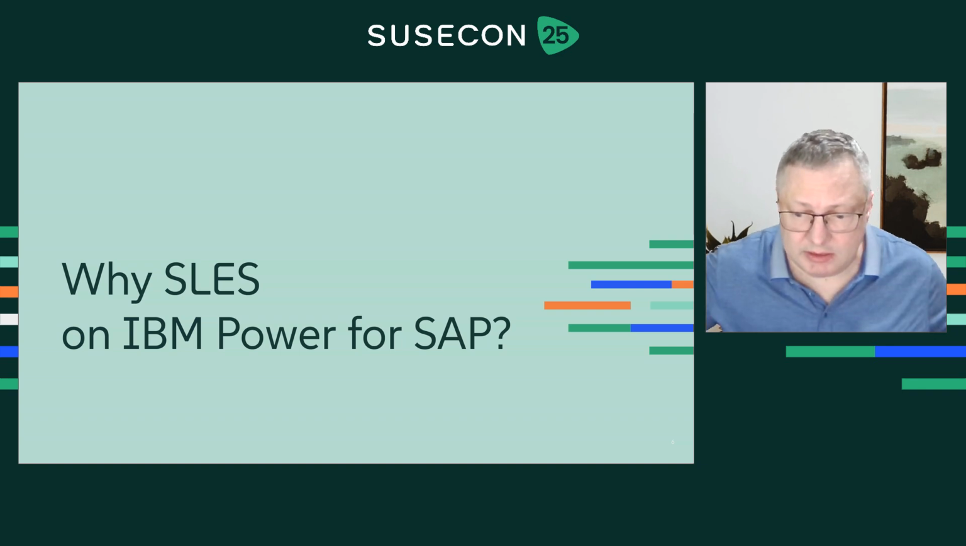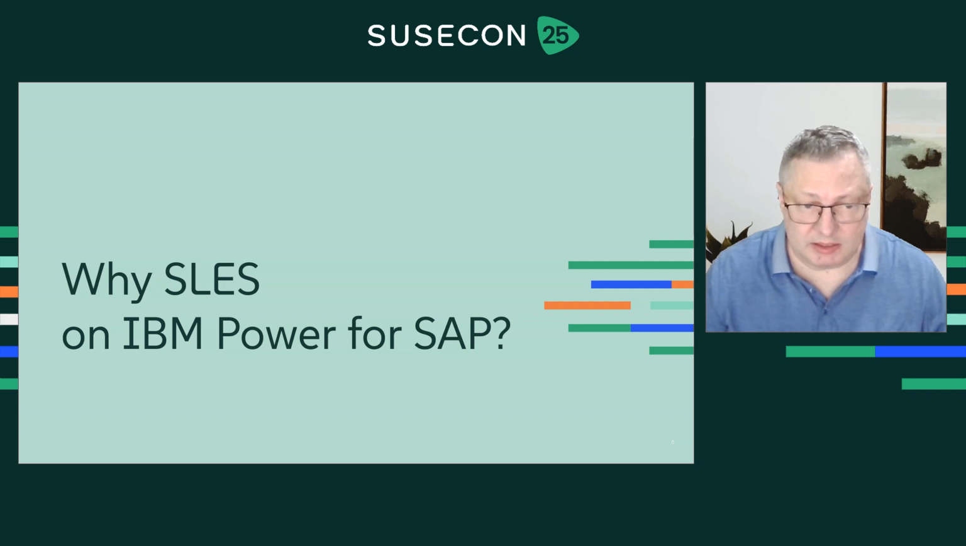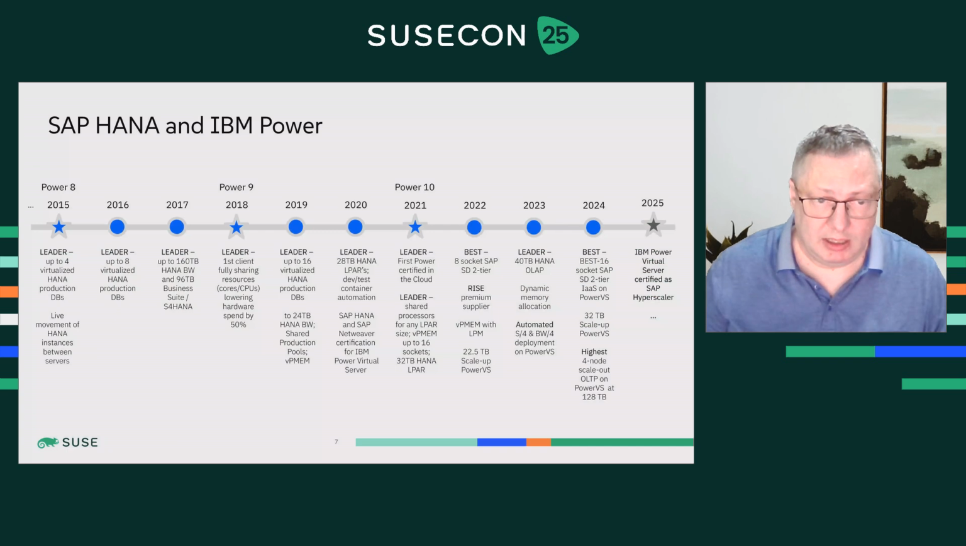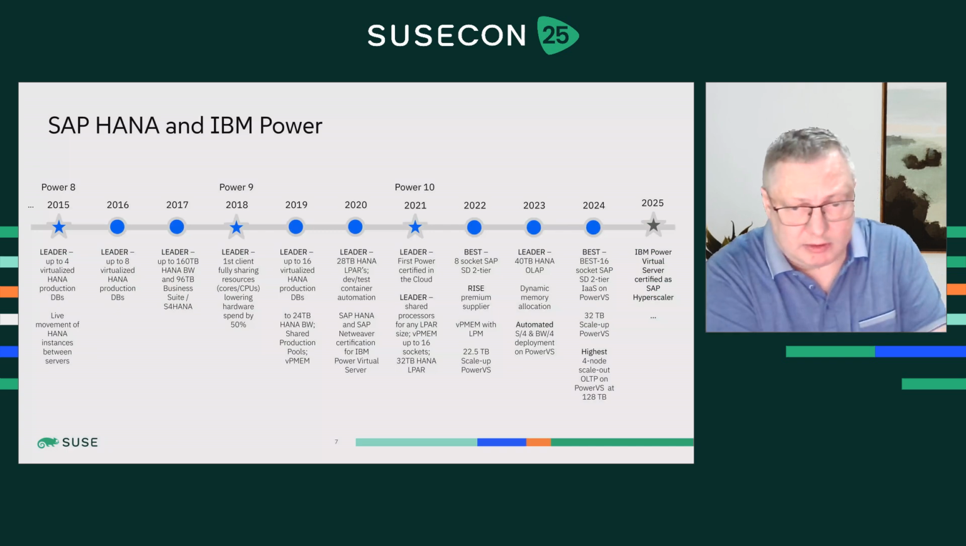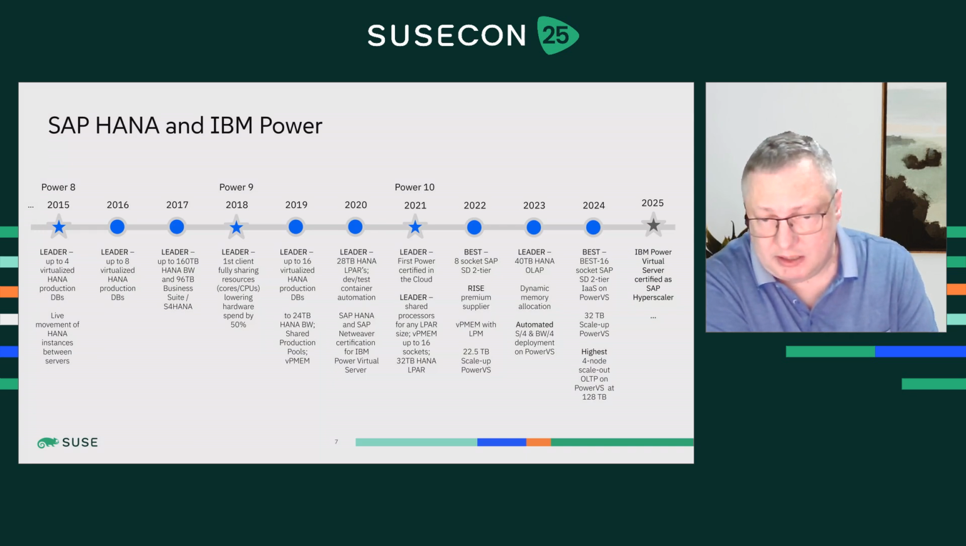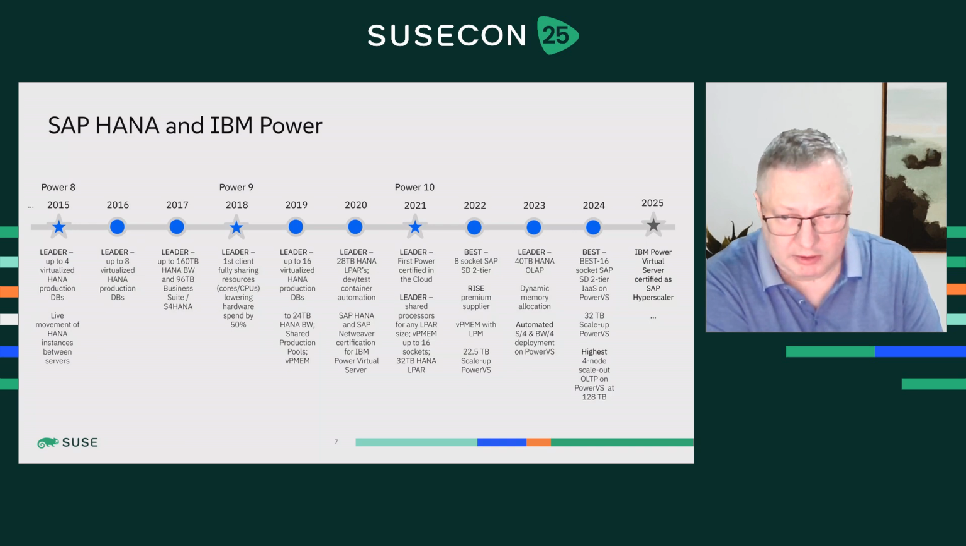So let's take a look at SAP, and we're going to see why SLES on IBM Power is especially interesting for that kind of environment. First, I want to tell the story of SAP HANA and IBM Power. Of course, IBM has been working with SAP for more than 50 years. It's only in 2015, when HANA was invented, when HANA went into its first production deployments, that we introduced that technology on the Power platform.